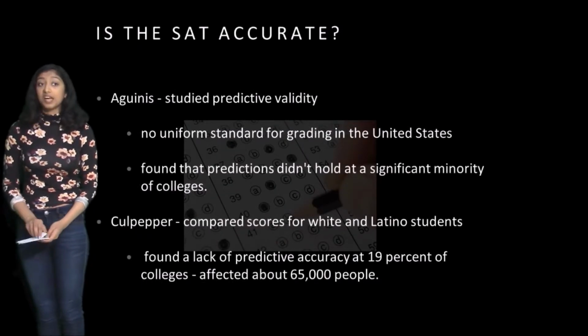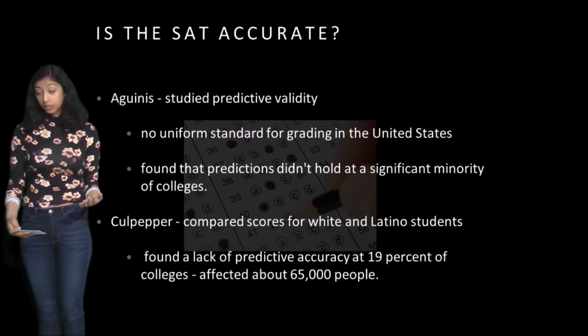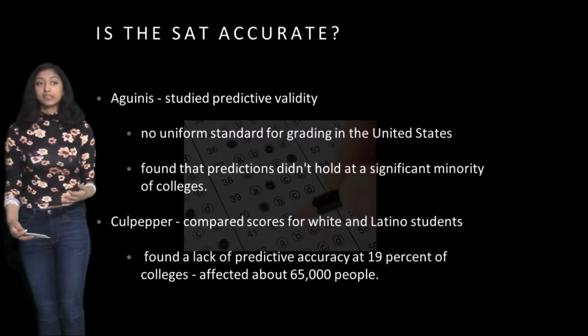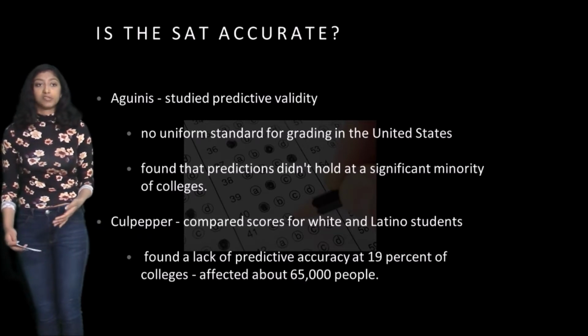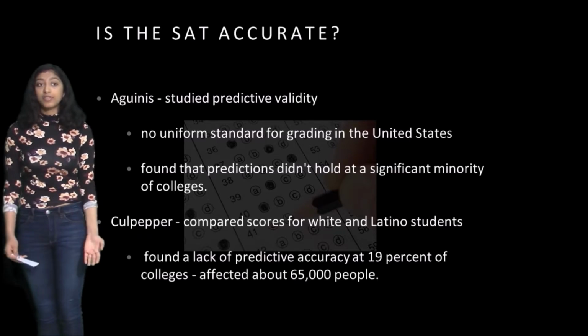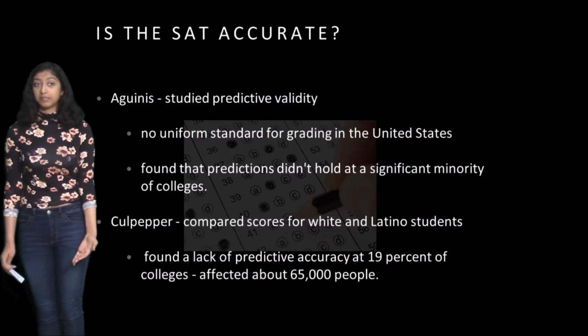So now, is the SAT accurate? The Arjuna study found that there was a lack of actual predictive accuracy with the test, and this was proven by the Culpeper study. The Culpeper study compared scores for white and Latino students, and they found that there was a lack of predictive accuracy at 19% of colleges, which sounds like a minority, but this actually affects 65,000 people.